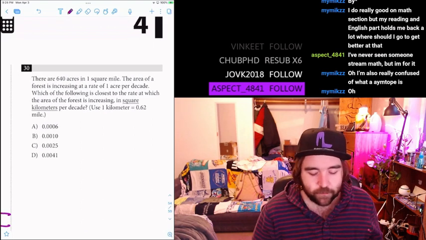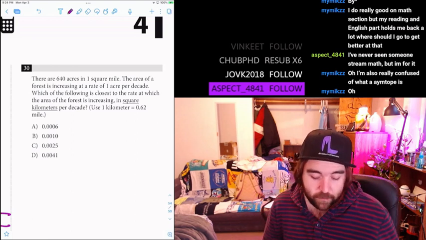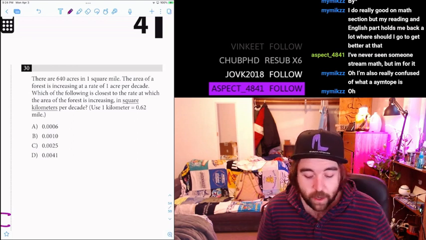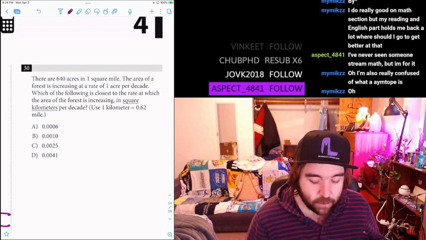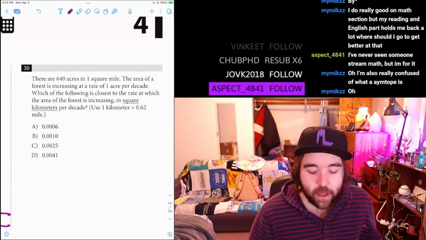Plug in the points. Okay, there are 640 acres in a square mile. The area of a forest is increasing at 1 acre per decade. Which of the following is closest to the rate at which the area is increasing in square kilometers per decade? Okay, so here's what we're going to do.